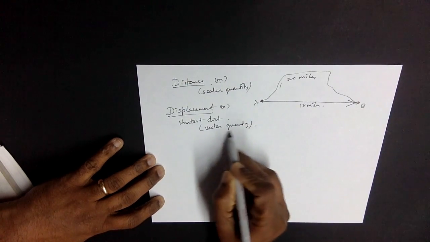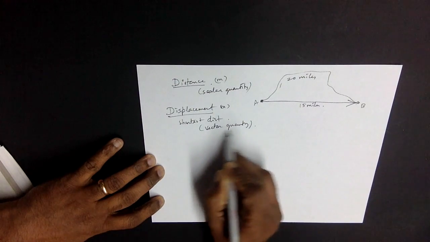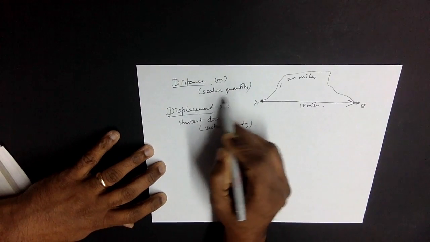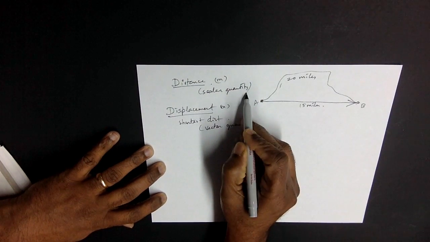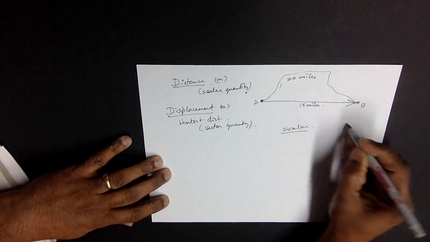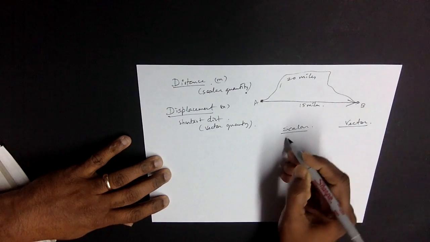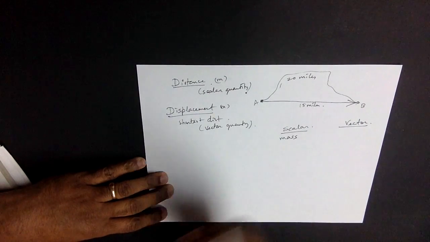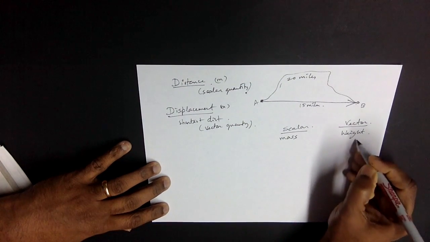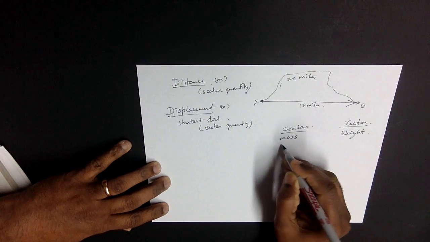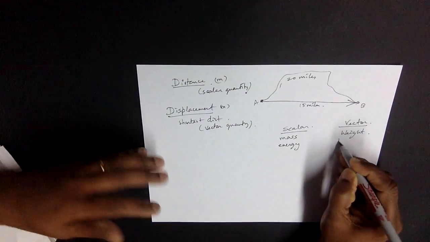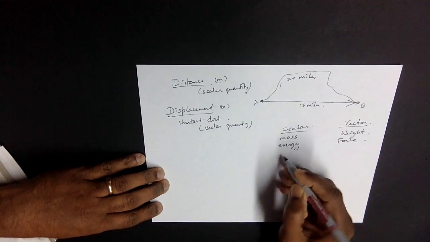So quantities that have a sense of direction are called vector quantities, and quantities that have no sense of direction are called scalar quantities. So scalar, vector. Like if you say mass, that's going to be a scalar quantity, whereas weight is always acting downwards, so that's a vector quantity. Energy is a scalar quantity, whereas force is a vector quantity.